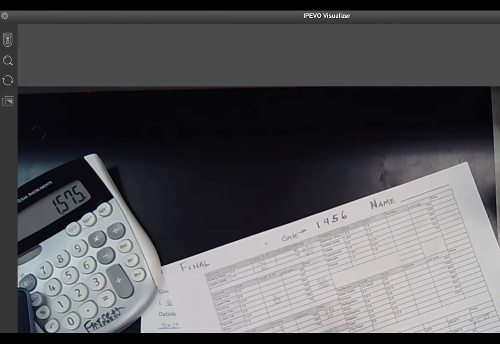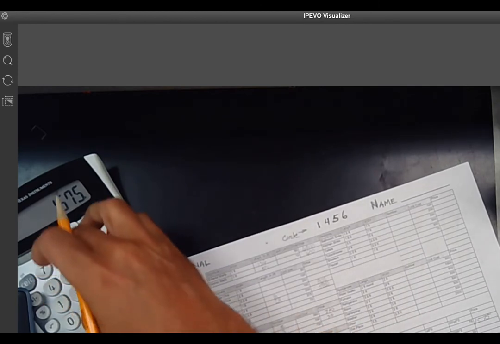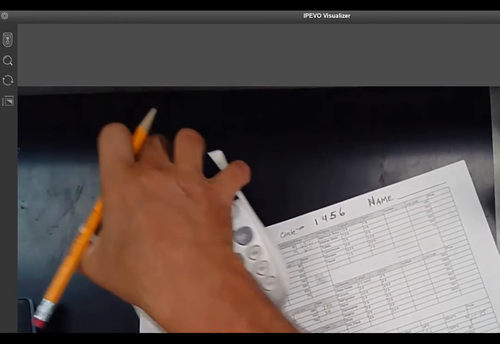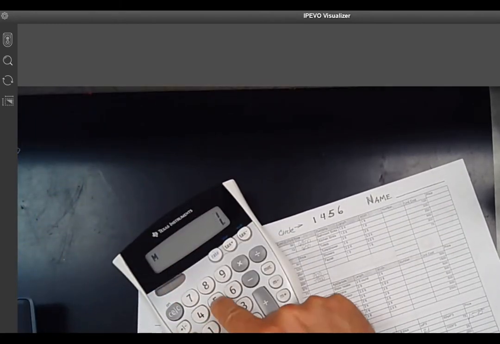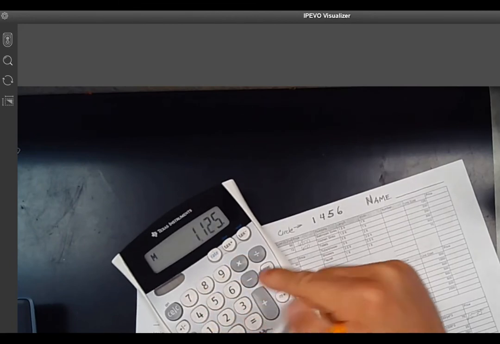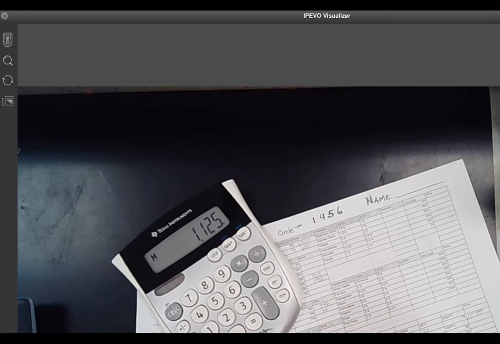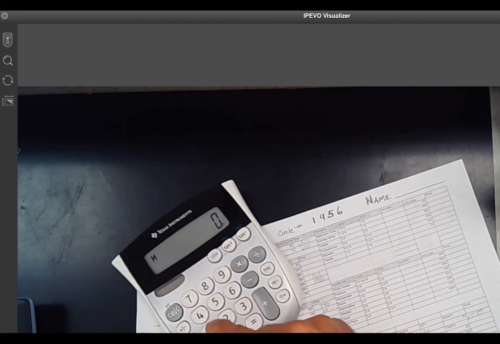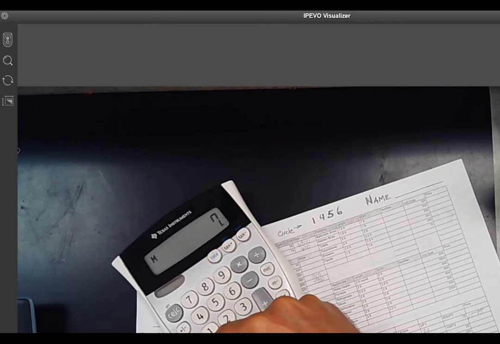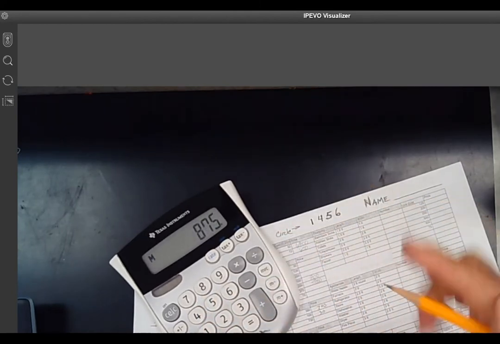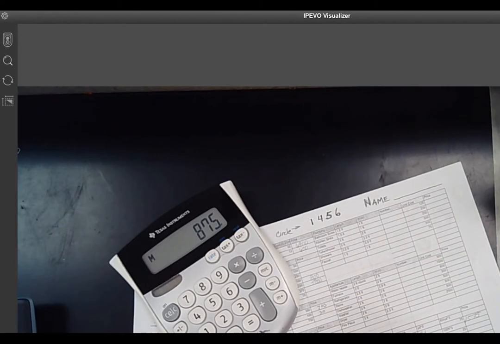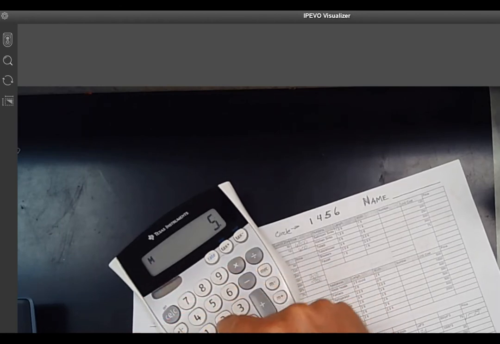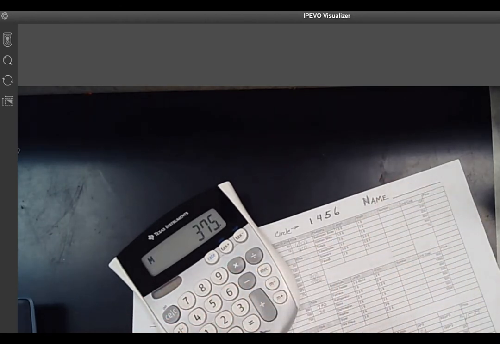Standard outlets, I had 15. Clear. 1125 for outlets, clear. For GFIs, I had 700 and a quarter, right? 875 for the GFIs. Light fixtures, I had 5 standard light fixtures and 1 fluorescent. Clear 5 times 75, 375.